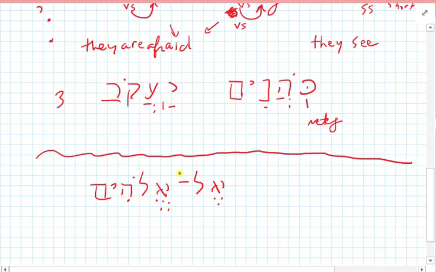When you see a makaf, and by the way, let's say this together because we're going to get used to saying it. M-A-Q-Q-E-P with an f sound, makaf. Everybody say that, makaf. Makaf. Okay, it sort of looks like a hyphen, doesn't it? But it's not a hyphen.